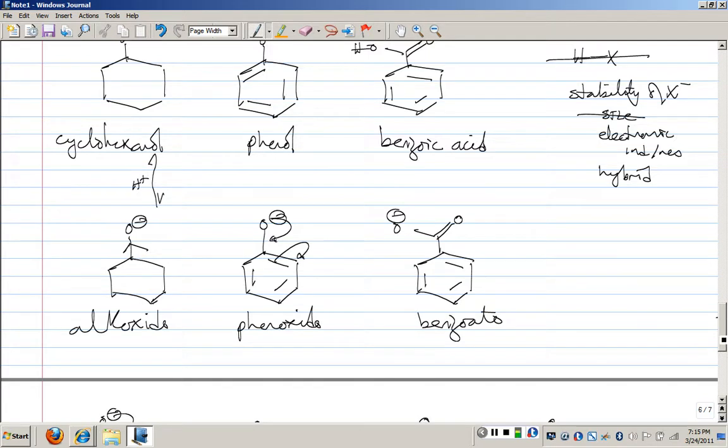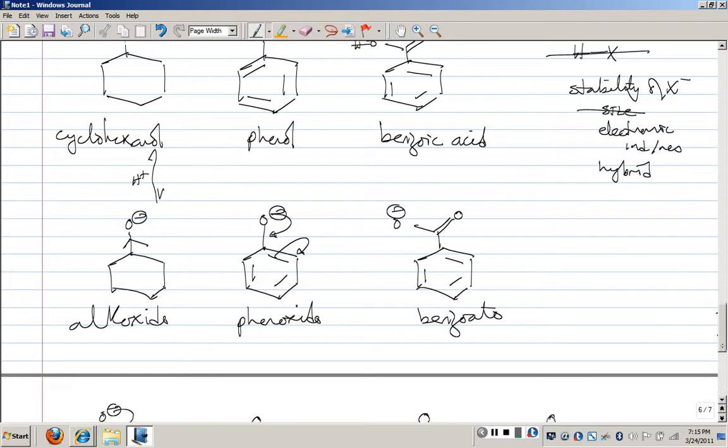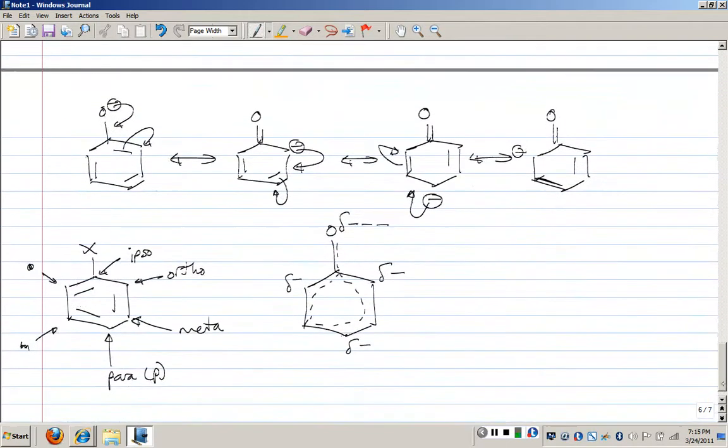Whereas my phenoxide is actually a fairly stable entity because of resonance, and therefore it's not a very strong base. It's a modestly weak base, and as a result, the phenols are modestly acidic. Right? Phenols are modestly acidic compounds.